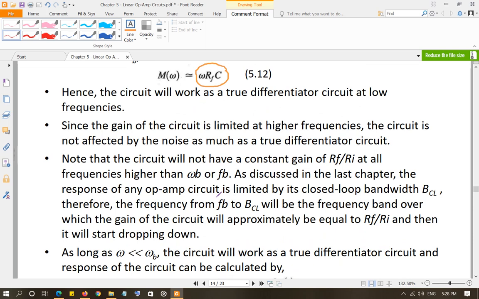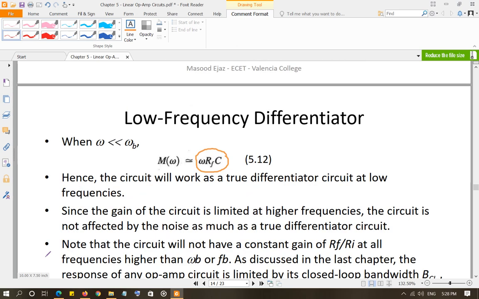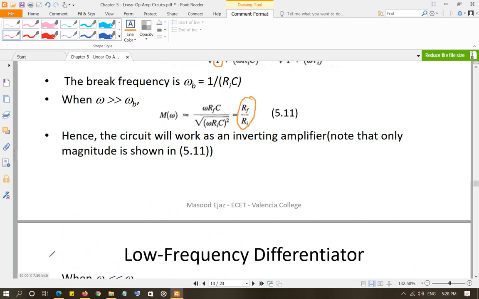Okay, now there is one problem here. Of course, we discussed in chapter number 4 that all the operational amplifier circuits have a closed loop bandwidth at which the closed loop gain of the circuit goes down to 70.7% of the maximum gain, which is at DC and low frequencies. The same thing is going to happen here. So when we are saying that when omega is quite larger than omega B, then the gain of the amplifier is going to become RF over R input.